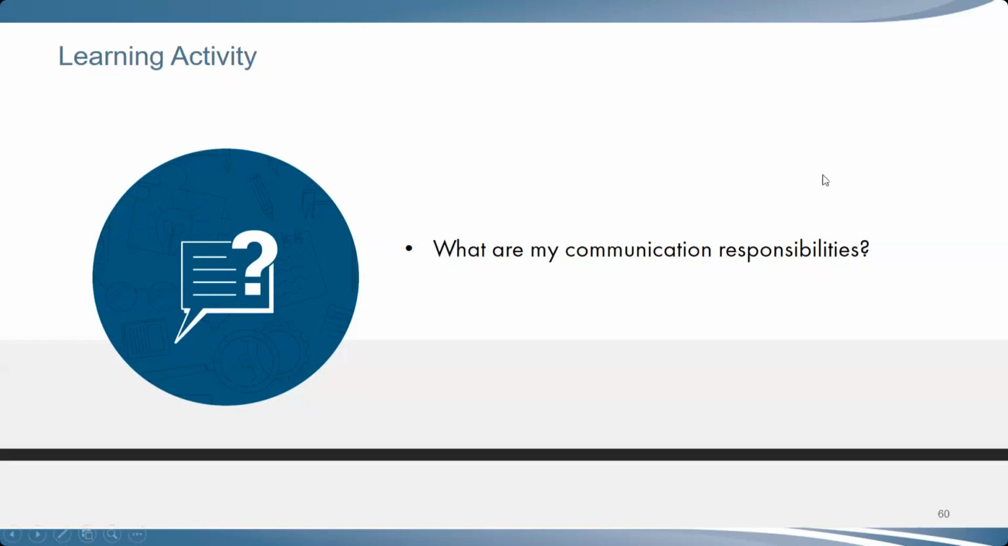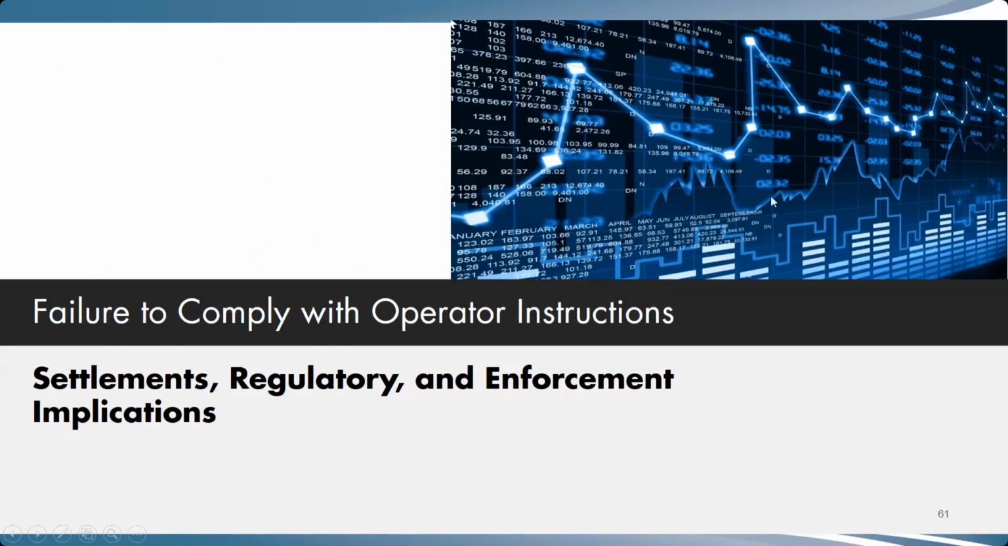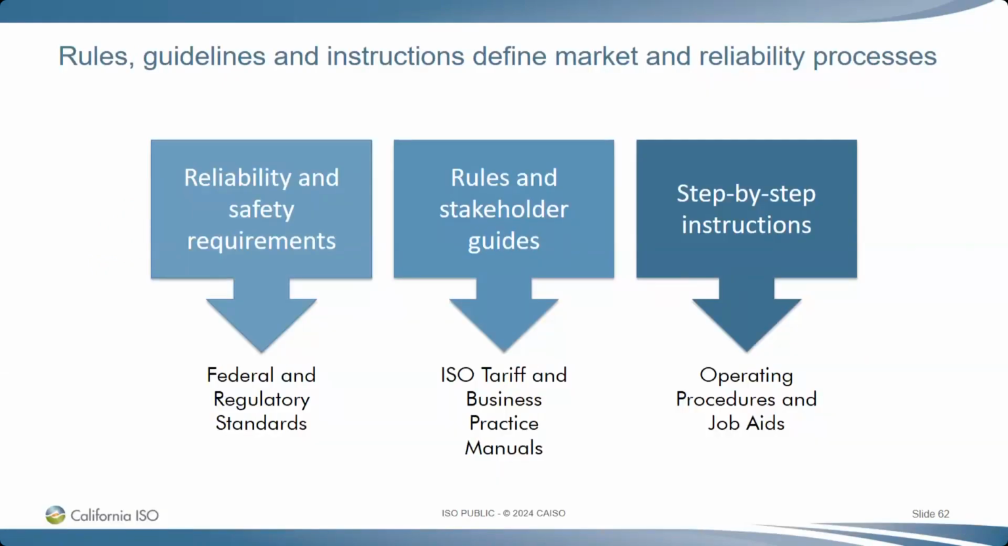Thanks. All right. So forging ahead, we're getting to the end, but we wanted to finish up with a couple of things. What happens when there is failure to comply? There are enforcements. We've been talking about the requirements and guidelines, the reliability and safety requirements, the federal and regulatory standards, rules and stakeholder guides. For the ISO, we've got our tariff, our business practice manuals, and our operating procedures that are the step-by-step instructions. Plus we have a lot of other resources that are helpful guides from a best practice standpoint.